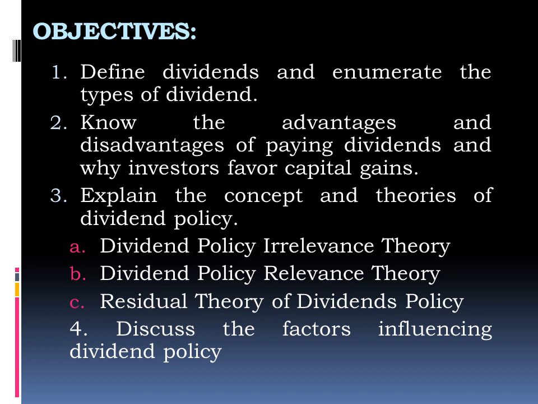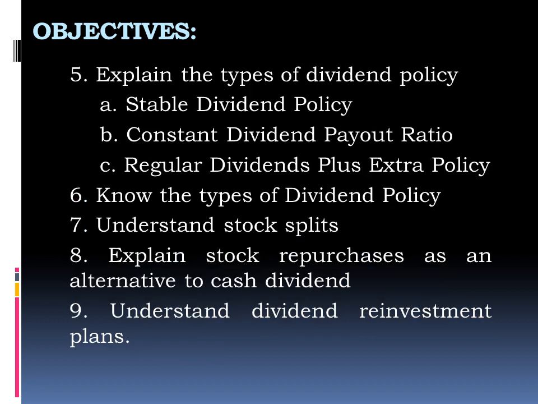For the fourth objective, you will be able to discuss the factors influencing dividend policy. Next, explain the types of dividend policies. Under this, we have stable dividend policy, constant dividend payout ratio policy, and regular dividends plus extra policy. Sixth, note the types of dividends, for example, cash and stock. Seventh, understand stock splits. Next one, explain stock repurchase as an alternative to cash dividends. And lastly, you should be able to understand dividend reinvestment plans.